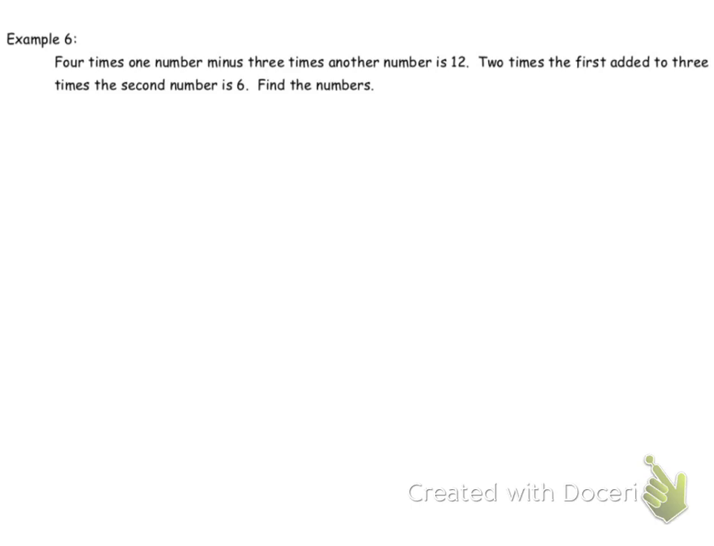Is it supposed to be 2 times the first number added to 3, and not just 2 times the first added to 3? Yeah, it would be 2 times the first number.